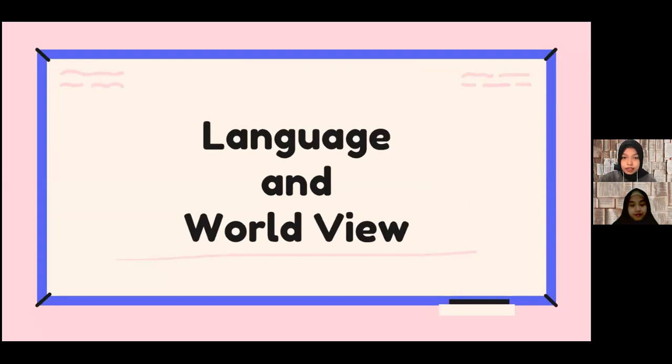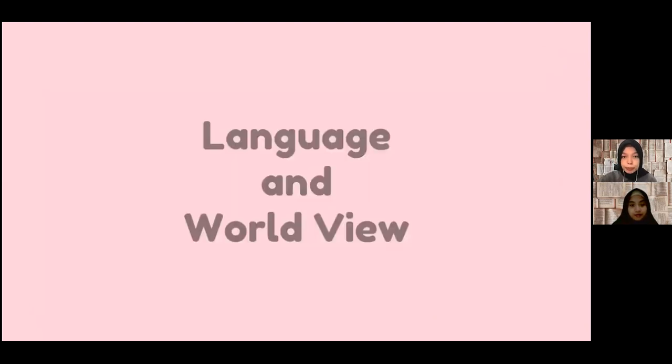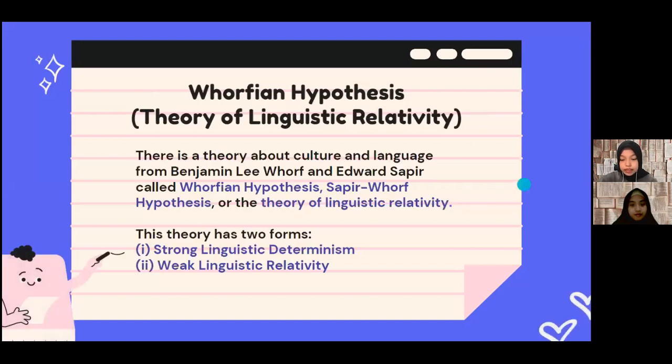The next chapter is language and worldview. There is an interesting theory about culture and language from Benjamin Lee Whorf and Edward Sapir called the Whorfian hypothesis, Sapir-Whorf hypothesis, or the theory of linguistic relativity. It has two forms.